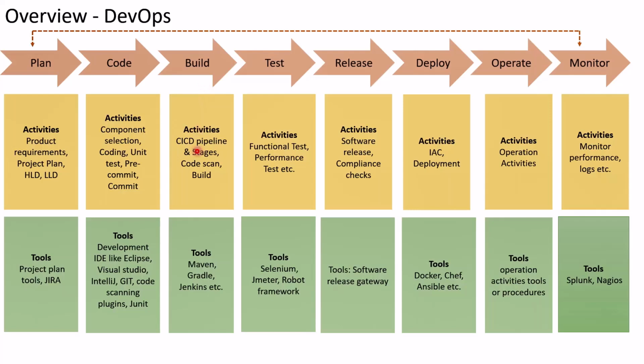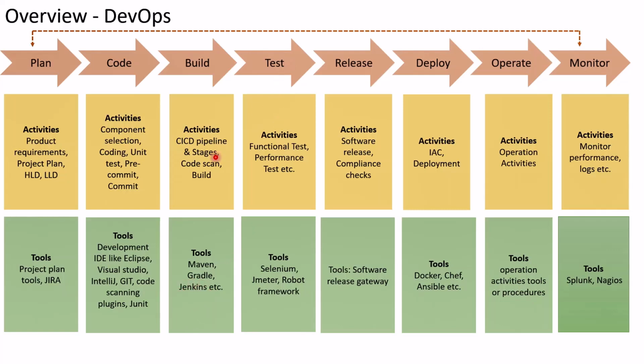Next, the build phase. The activities are CI/CD pipeline implementation and stages creation, code scan, and build. These activities we will do in the build phase. The tools we will use are Maven and Gradle to make the build, then Jenkins pipelines. Other pipeline tools also exist; for sample purpose, I mentioned the Jenkins tool.